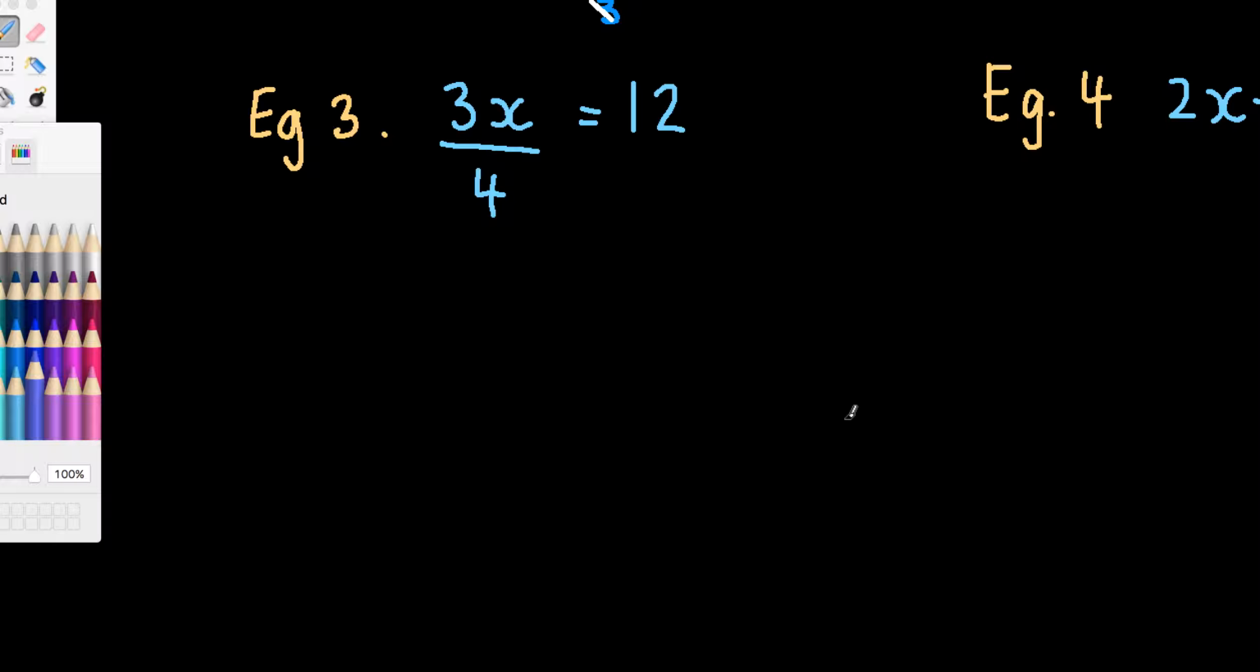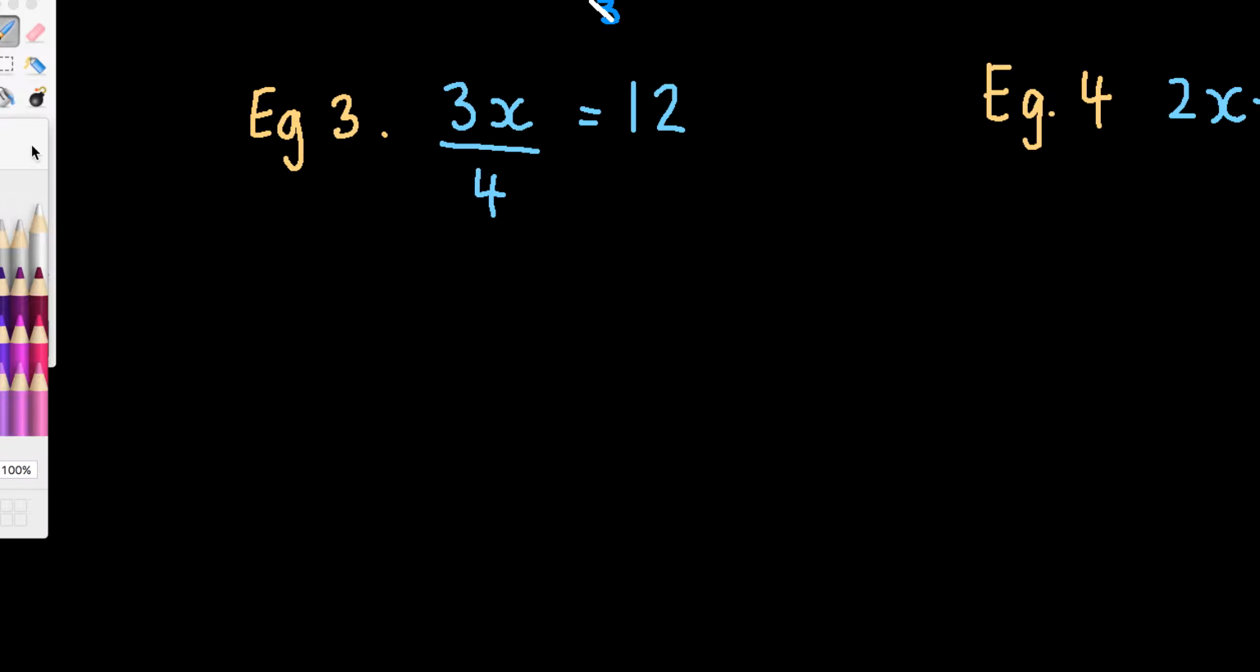Now here's another one. Looks a little different this time. I've got 3 lots of x being divided by 4, and that's equal to 12. So the last thing that happened on this side was the division by 4. So what I'm going to do is times both sides by 4. So it looks like this.